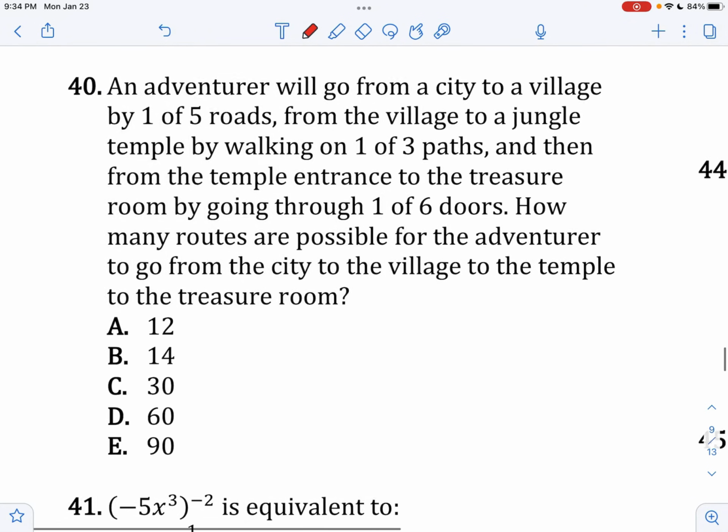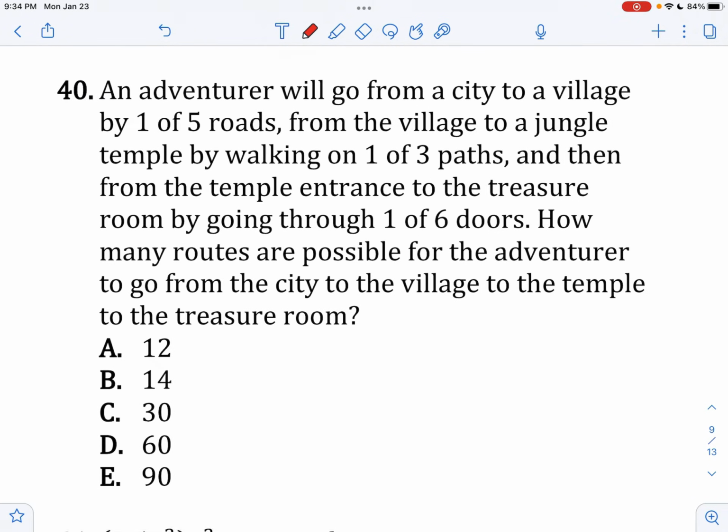In a dimension, we'll go from city to city by 1 of 5 roads, from the village to a jungle by 1 of 3 paths, 1 of 6 doors. How many routes are possible? So it's just going to be 5 times 3 times 6, which is going to be 15 times 6, which is 90.